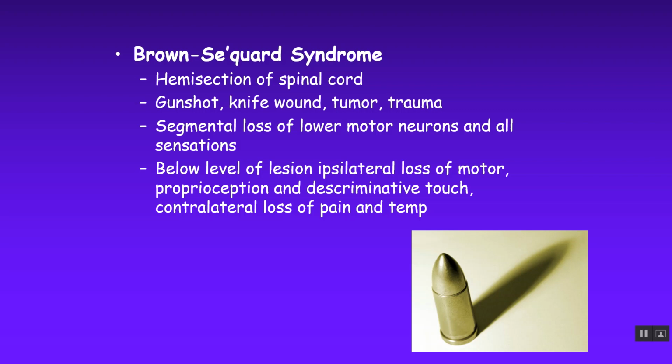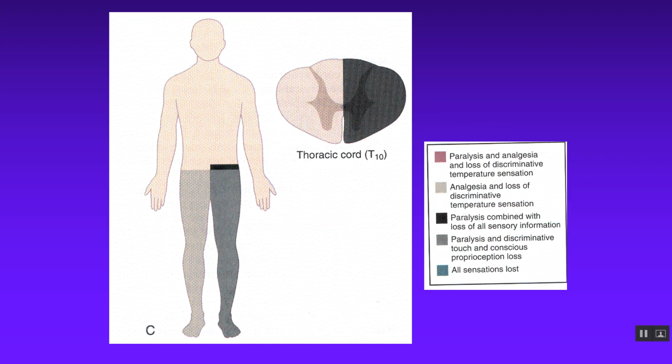Then below the level of the lesion, you're going to have ipsilateral loss of motor. When we're talking about ipsilateral and contralateral, we're talking in reference to where the lesion is. So on the same side of a lesion, you're going to have loss of motor function, proprioception, discriminative touch, and contralateral loss of pain and temperature. So that's what this is showing you.